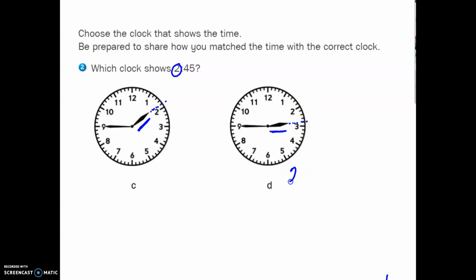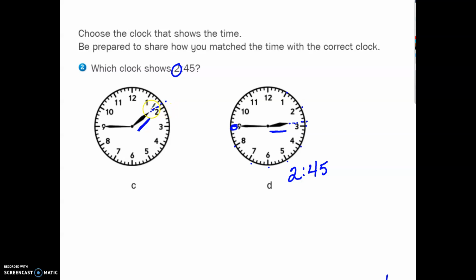So this one is going to be 2 something. Here's the minute hand. It's pointing right at this tick line behind the 9. Remember, I can count by 5s for all of those larger tick lines: 5, 10, 15, 20, 25, 30, 35, 40, 45. This clock, D, shows 2:45.